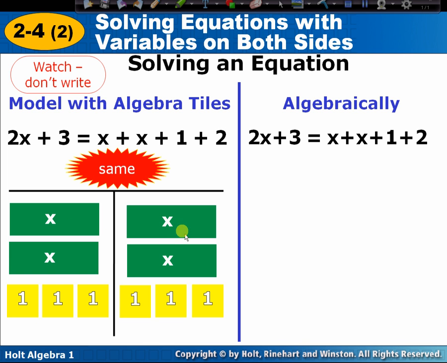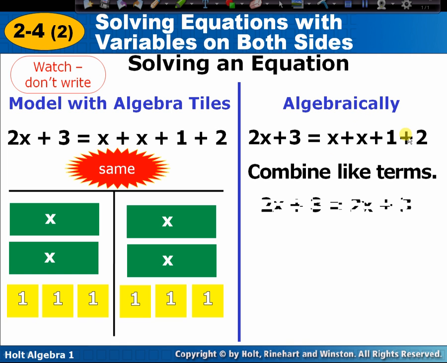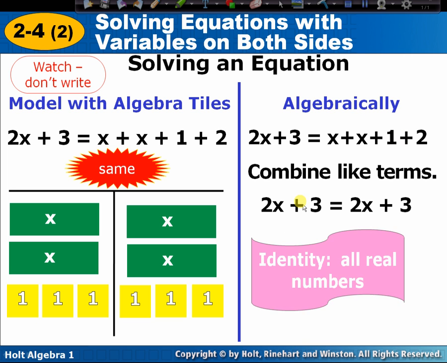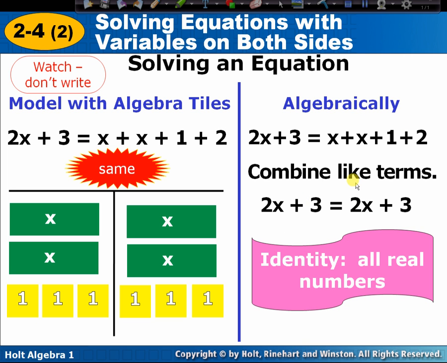Notice that each side is exactly the same. They both have 2 x's and they both have 3 unit pieces. They are exactly the same on both sides. If I'm showing this algebraically and I combine my like terms on this side, x plus x is 2x and 1 plus 2 is 3. So again, you can notice that I have exactly the same thing on both sides. This is called an identity, and it's going to have the answer of all real numbers.